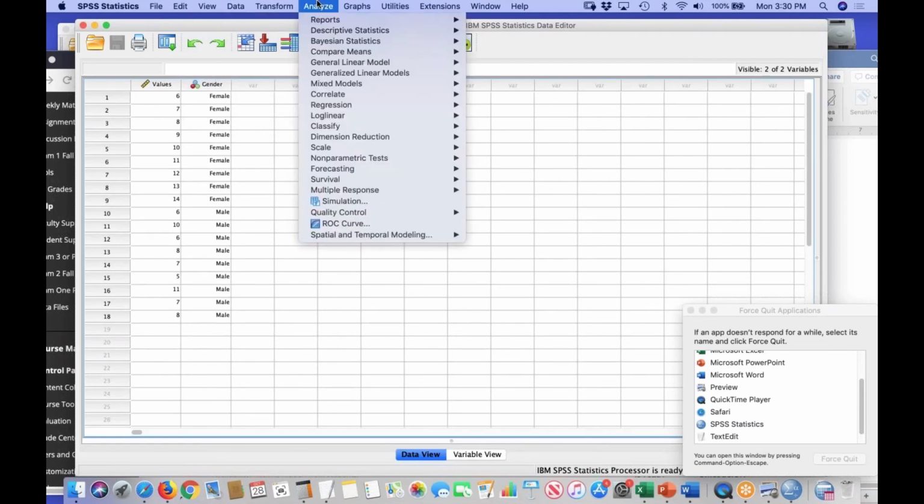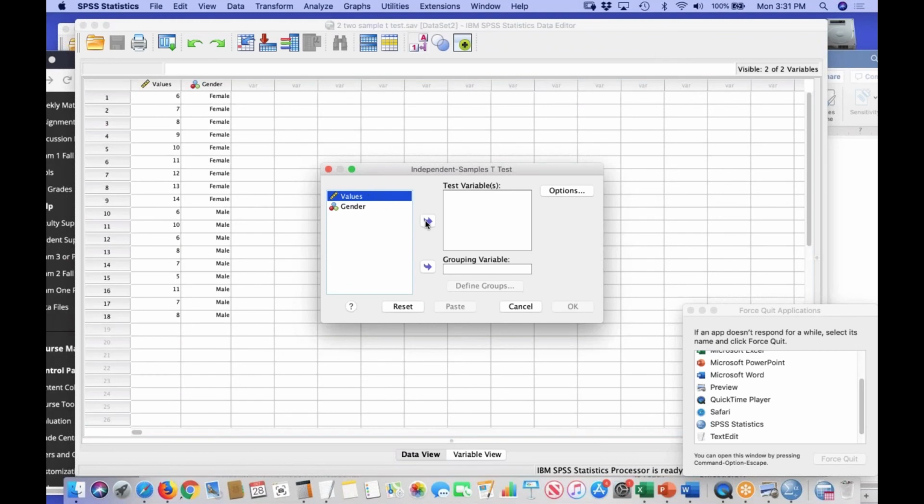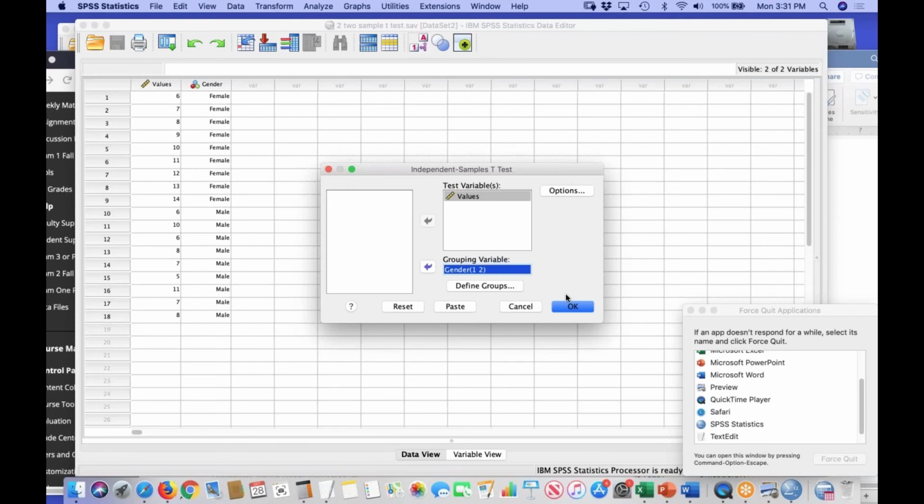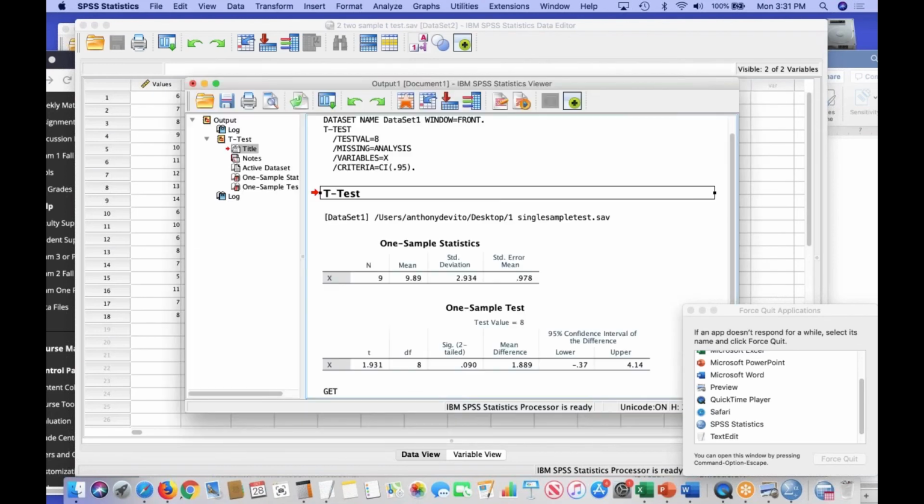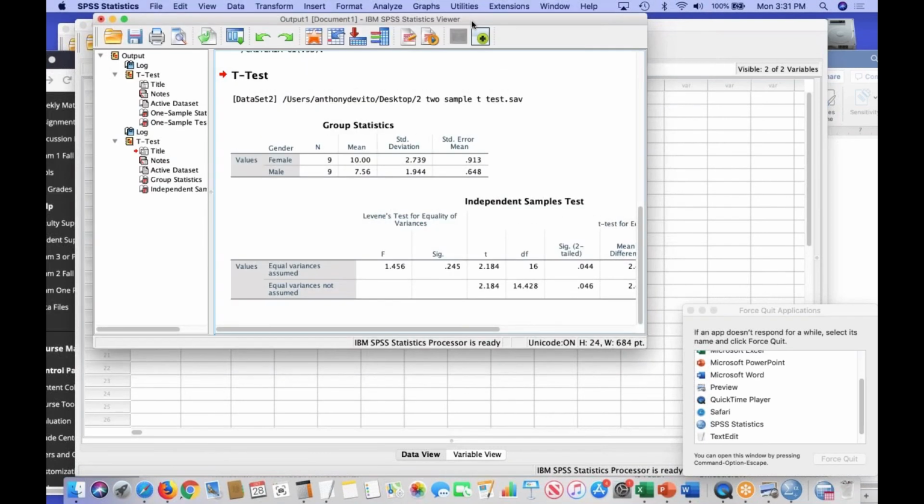I'm going to say analyze, compare means. I'm comparing the means again. Independent samples t-test, in other words, 2 samples. This time I'm going to put the values into my test variables, and move gender into my grouping variables. What 2 populations do I want to compare? Females were defined as 1, males were defined as 2. I'm going to click OK, and SPSS will open up the output window again and perform our independent samples t-test.